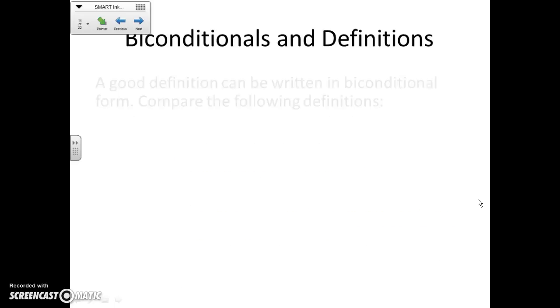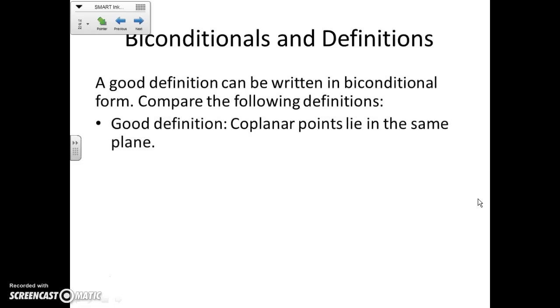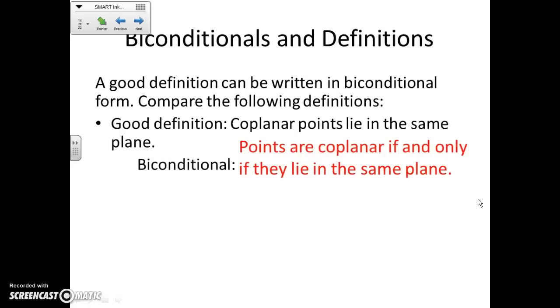All right, biconditionals and definitions. A good definition can be written in biconditional form. So here are some definitions to look at. Coplanar points lie in the same plane. Well, I could rewrite that as a biconditional: points are coplanar if and only if they lie in the same plane. And my truth value would be true.